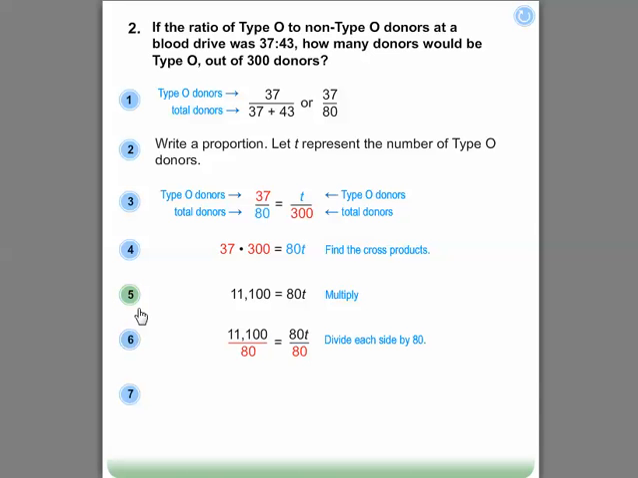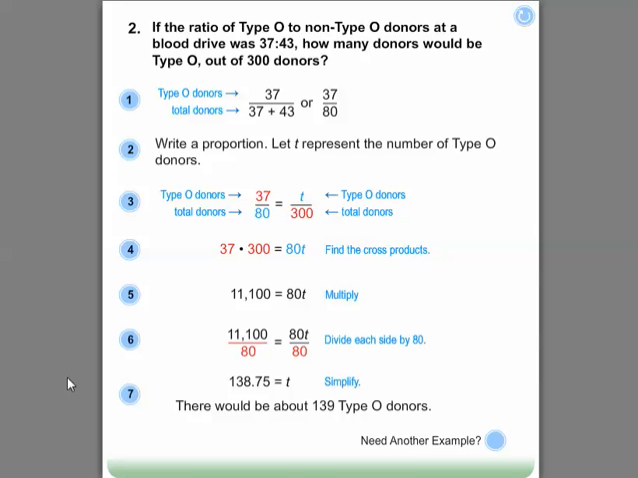We'll divide by 80 on both sides, and we're going to have 138.75 is equal to T, so there would be about 139 type O donors.